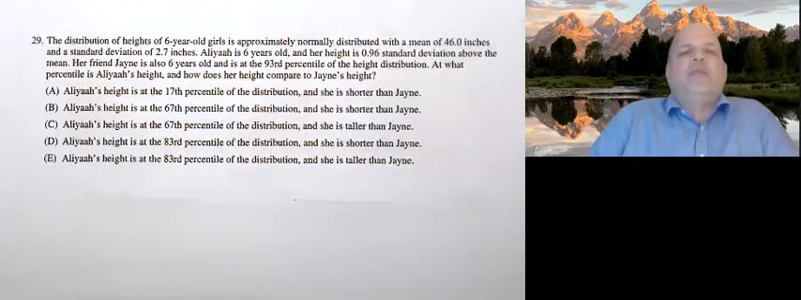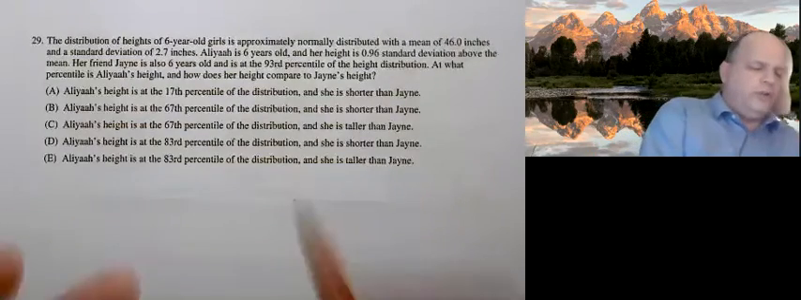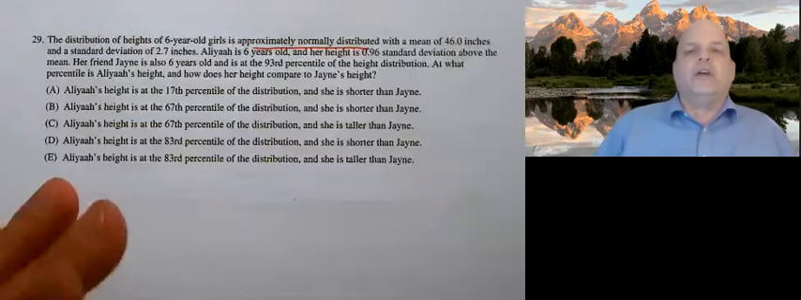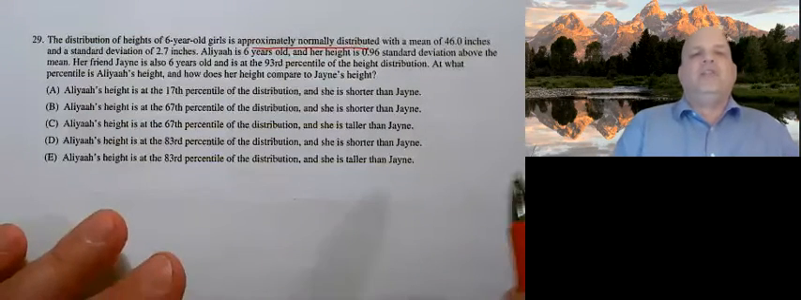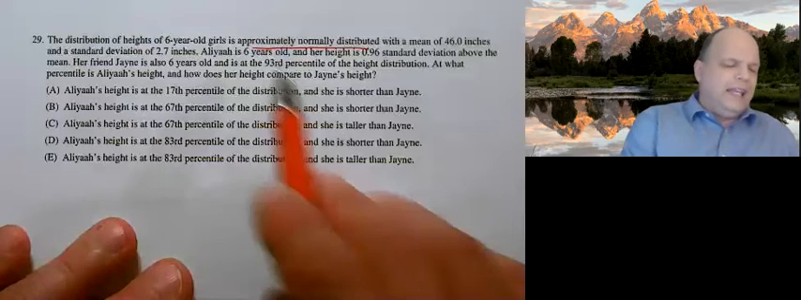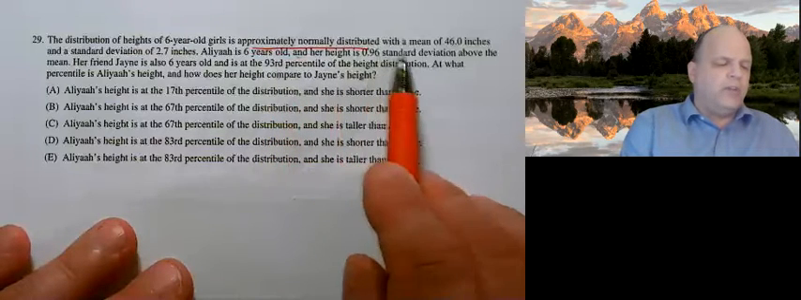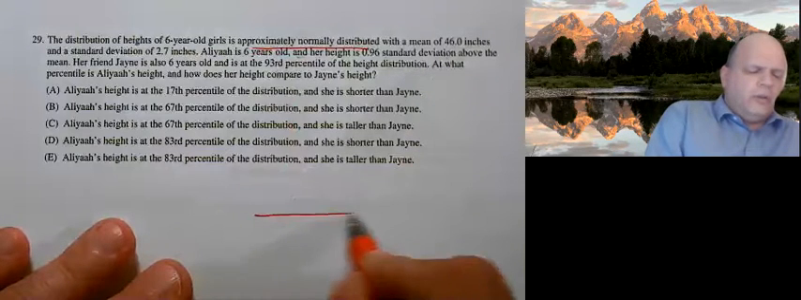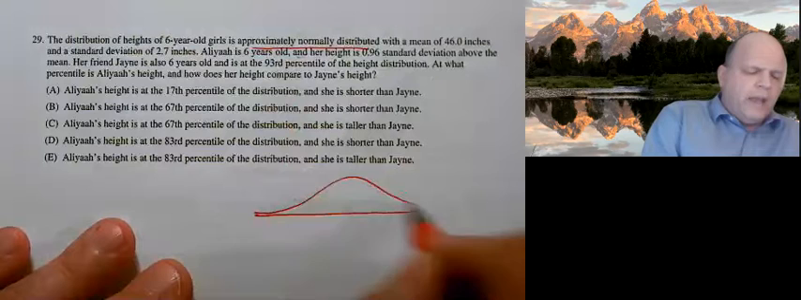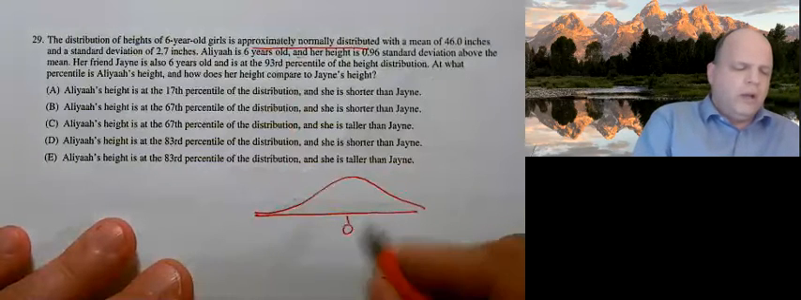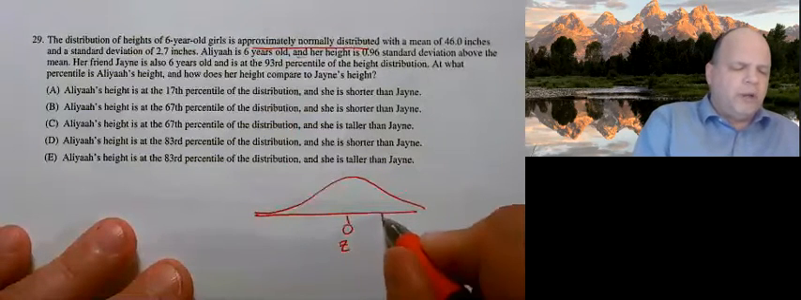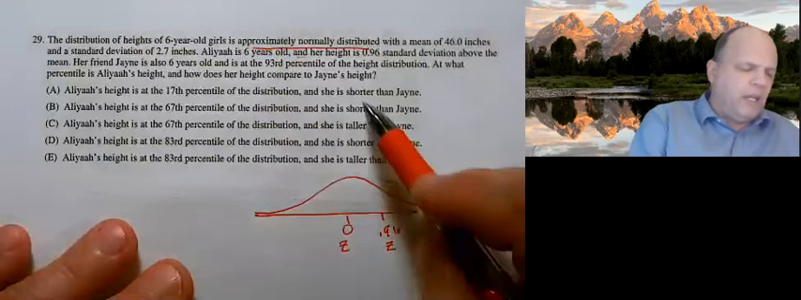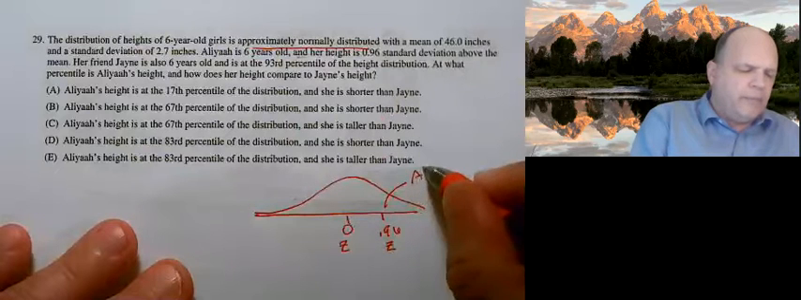29. The distribution of heights of 6-year-old girls is approximately normally distributed, which is important. That means we can use a norm CDF and we can use the empirical rule, etc., with a mean of 46 inches and a standard deviation of 2.7. Aaliyah is 6 years old and her height is 0.96 standard deviations above the mean. So what they're essentially saying is, if the mean were 0, which is my z-score, she's up here at 0.96, because she basically gave us a z-score. And this happens to be Aaliyah.